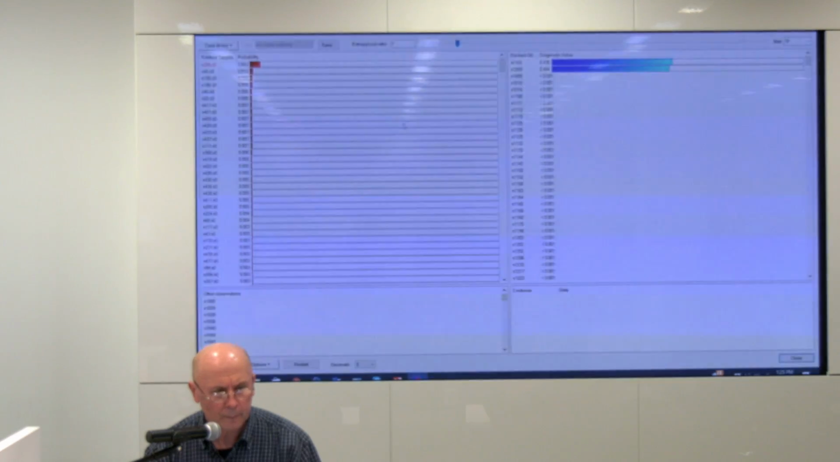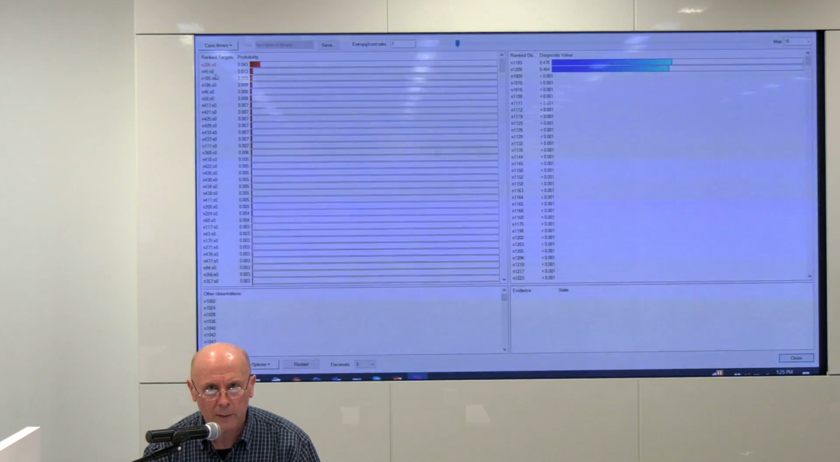It's obfuscated. The user didn't give us the original model with all the names. You can automatically scramble the names. So the names are scrambled, but we know that these are the problems with the locomotive, quite a number of them, and these are the possible observations.